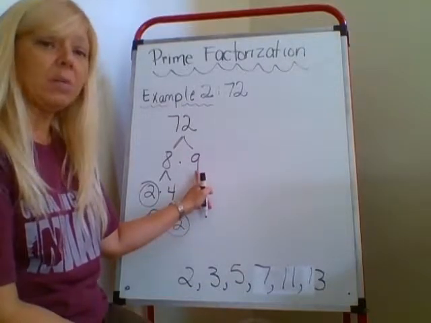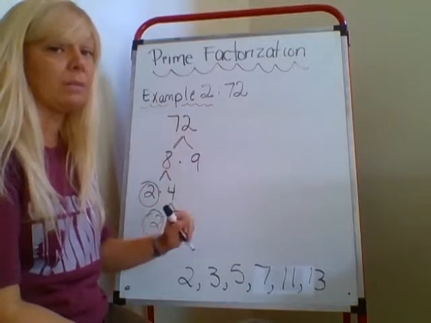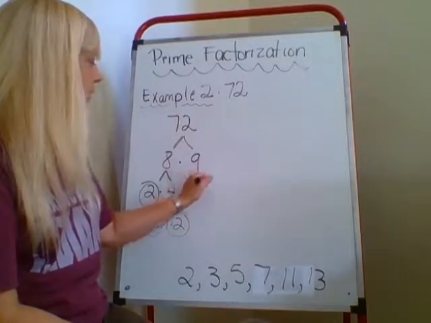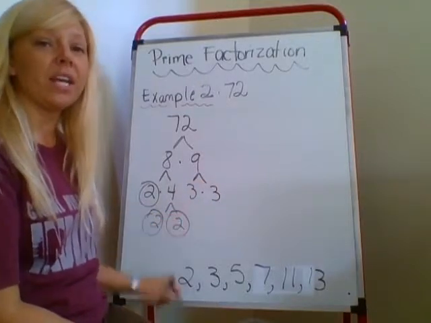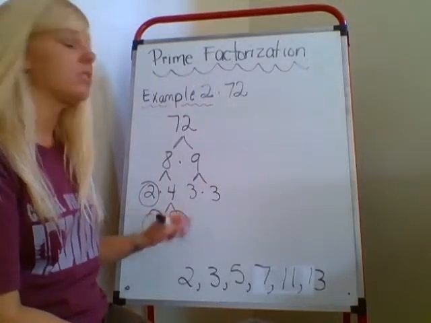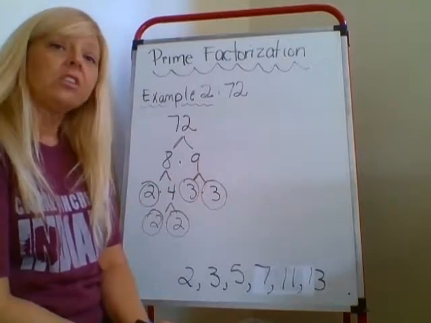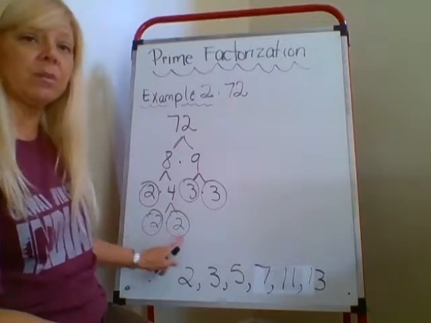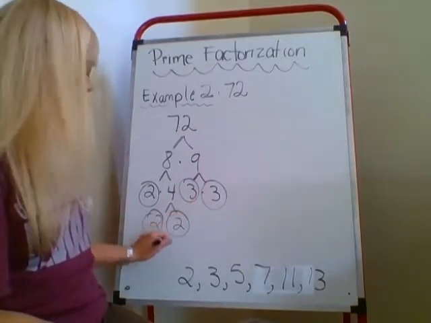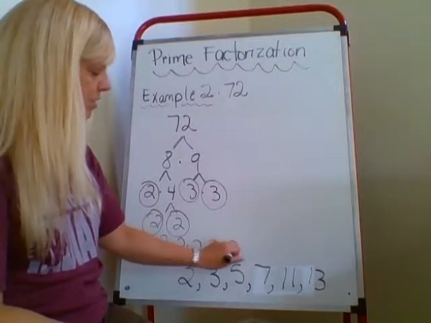The only way that I can multiply and get 9, because remember I only want prime numbers, so I don't do 1 times 9, is 3 times 3. Both 3's are in my prime number list, so I go ahead and circle both of those, and now that is done. So the prime factorization of 72 is 2 times 2 times 2 times 3 times 3.